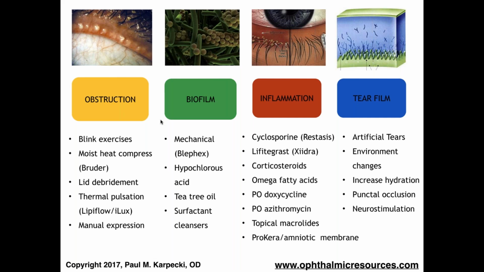For him, for obstruction, I'm talking about thermal pulsation. I can't lose any more glands. I'm talking about lid debridement. I'm still going to give him a hydrating compress. For the cleaning, I might use hypochlorous acid or do an in-office treatment known as BlephEx. For inflammation, I'm probably starting him on corticosteroids and oral doxycycline because I get a lot of inflammation controlled in these meibomian glands. And then for tear film, I'm not going to do punctal occlusion at first, but I might do it later.